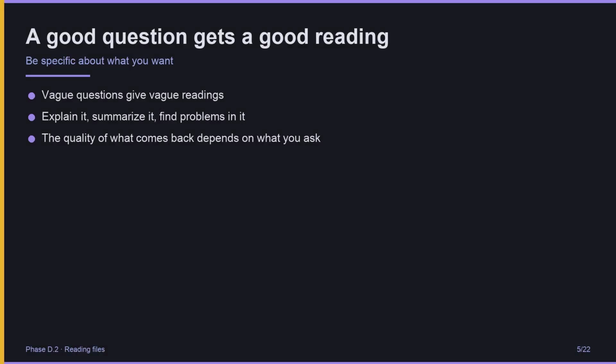If you only say read this, OpenCode will read it and give you something general back. But if you say read this and explain what each part does, or read this and tell me what is unclear, you get something far more useful. Be specific about what you want. Explain it, summarize it, find problems in it. The quality of what comes back depends almost entirely on the quality of what you ask for in the first place.